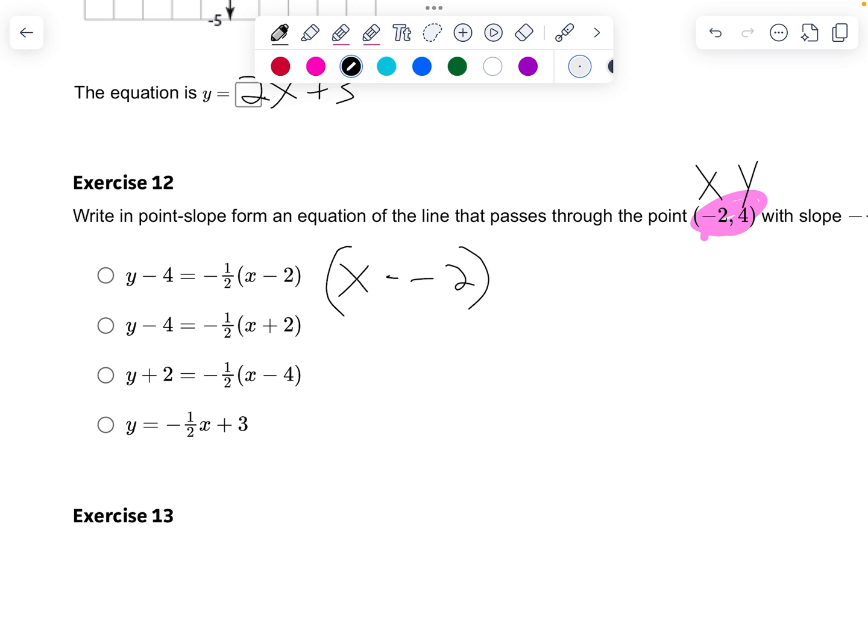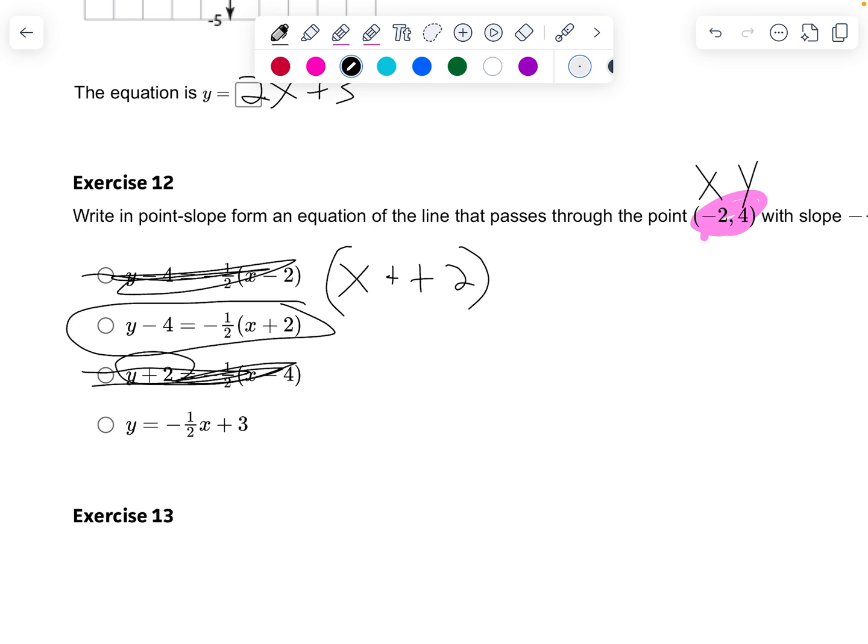Well, x minus negative 2 is positive 2, right? When we subtract, we add the opposite. So this one's out, not that one. This one looks like it would work so far, but we've got to check it, okay? Because we know it's positive 2 right there, and we know it's y minus 4. This one is out because it's backwards. They put in the x and the y in the wrong spot. And this one should not be 3, but let's just finish it, okay? So let's do the whole thing.